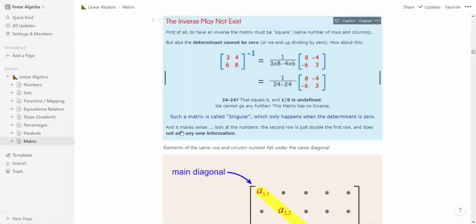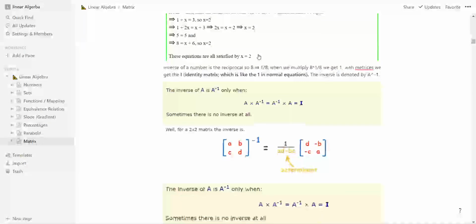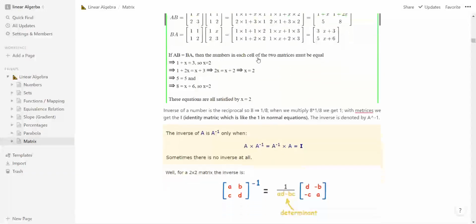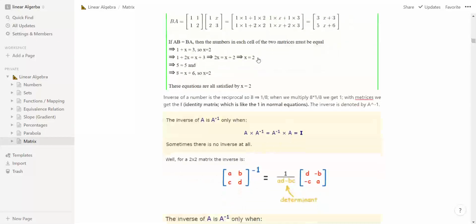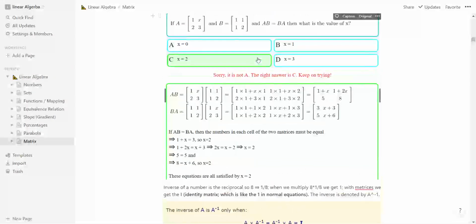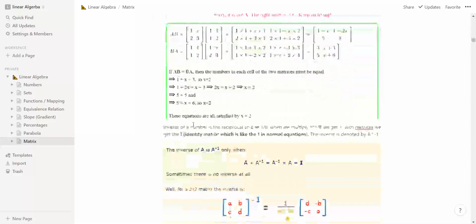Hello everyone. In the last video we were introduced to the inverse of a matrix. To have an inverse of a matrix, we need what is called the determinant. You subtract the multiplication of one diagonal from the multiplication of the other diagonal, and that's the determinant.